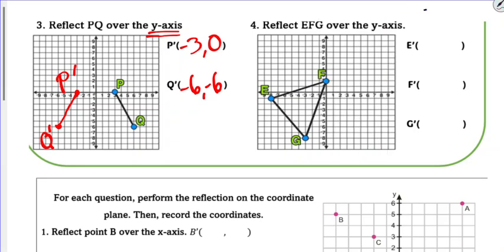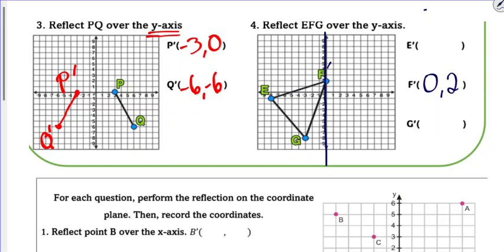Last one, we're going to reflect this whole triangle over the y-axis. That's my y-axis. So you're going to notice that F is actually already on that line. So F doesn't move at all. Actually, it's going to stay exactly right there. F prime and F are going to be at the same spot. They are both at 0, 2.